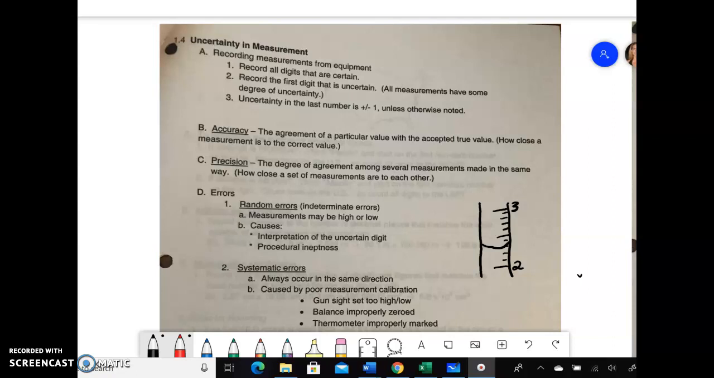So first of all, when you're using a piece of equipment, you want to record digits that are certain. What I mean by that is if you look at this graduated cylinder down here, I know for sure that the value of this water level is between 2 and 3. So I can go ahead and put 2 because I know it's not going to be above 3. Then you want to look even closer. I can see the tick marks, there's 10 tick marks between the 2 and the 3. So I know that each one is worth 0.1.